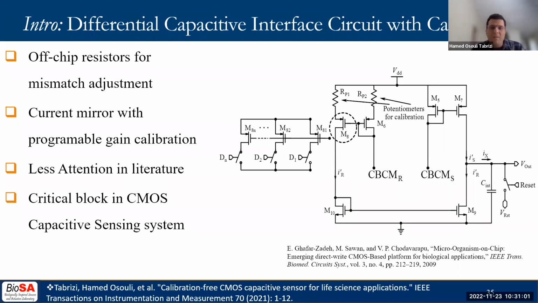For example, in this circuit, off-chip resistors, RP1 and RP2, have been used to manually adjust the amount of current in the reference side to compensate the effect of parasitic elements and mismatch. In addition, for further fine-tuning within the program, a current mirror with programmable gain has been implemented on the reference side using a number of switches connected to different CMOS devices.